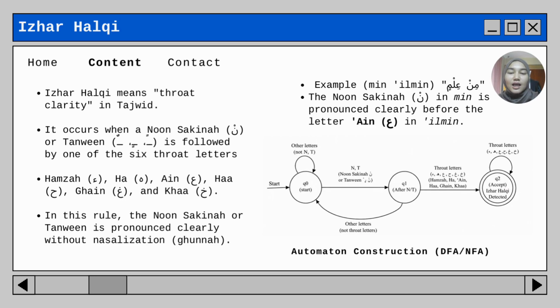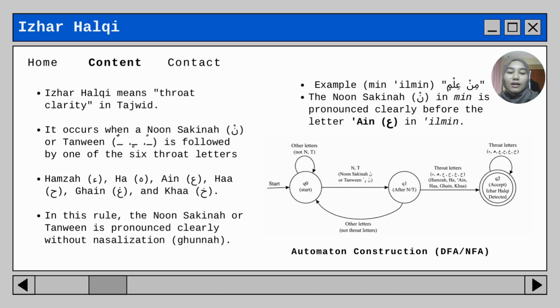IZHAR HALQI. So what does it mean by IZHAR HALQI? IZHAR HALQI means truth, clarity in tajweed, and it occurs when nun sakinah or tanwin is followed by one of the letters such as hamzah, ha, ain, ha, ghin, and kha. In this rule, nun sakinah or tanwin is pronounced clearly without nasalization, that is gunnah. For example, min al-min. The nun sakinah in min is pronounced clearly before the letter of ain in al-min.